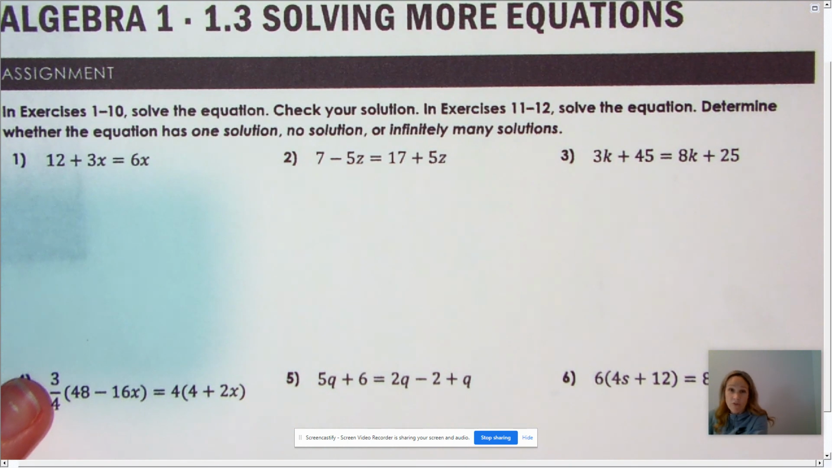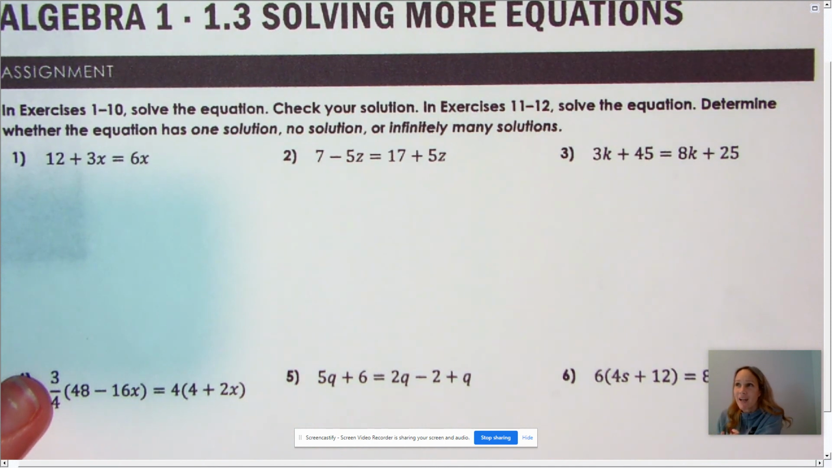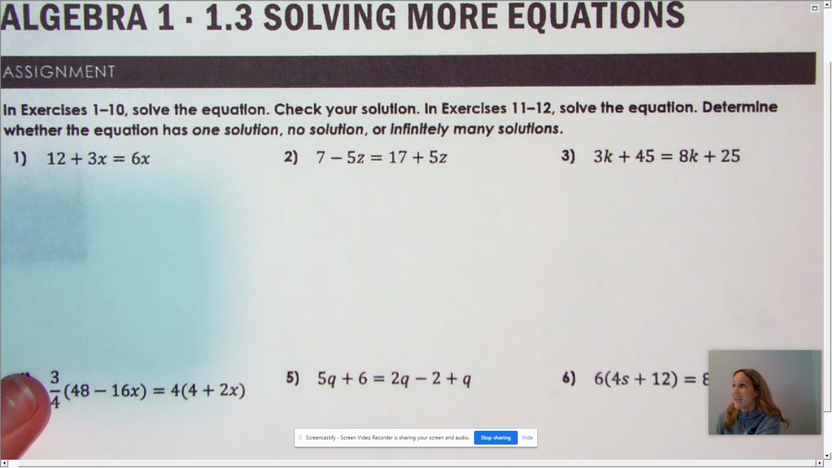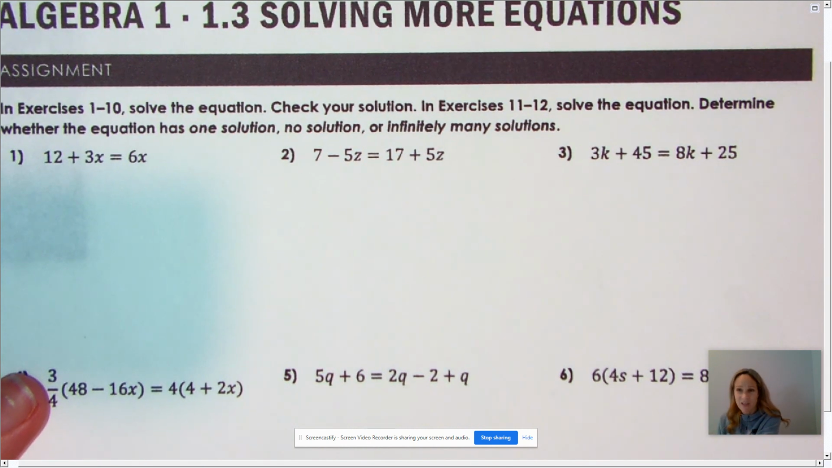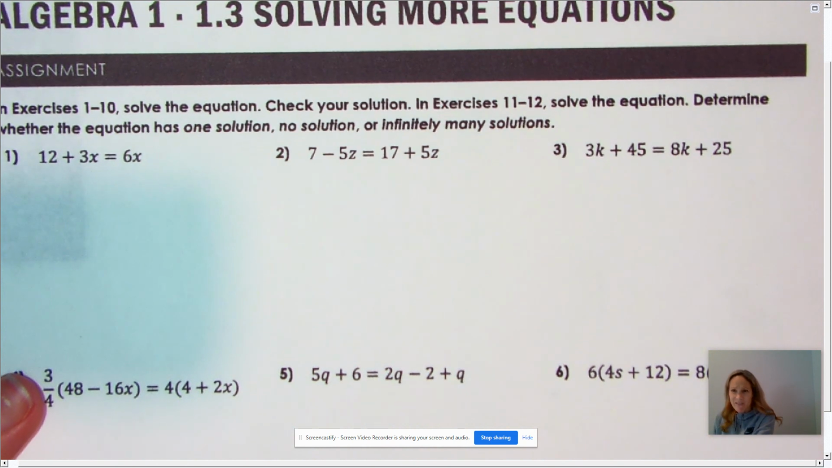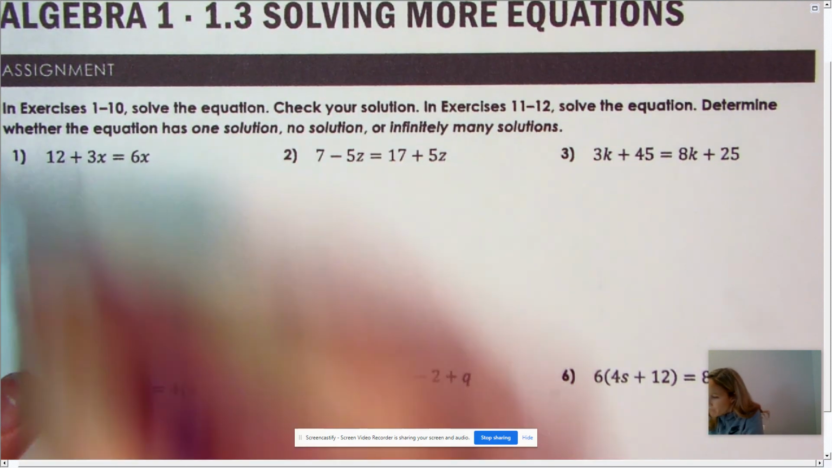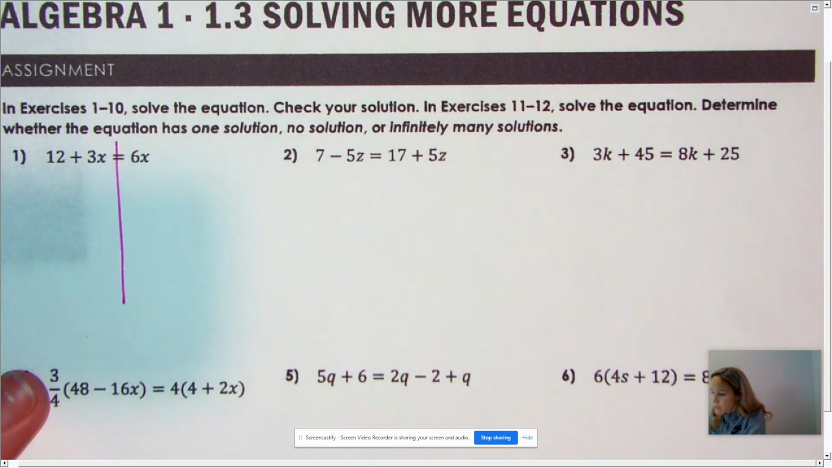I'm just going to go over just the odd problems, and then you guys are going to try the even ones on your own. And I think you should be able to figure them out, though, based on how I do the odd ones. So if you still have questions, email your teacher. Okay. So we're going to start with number 1.